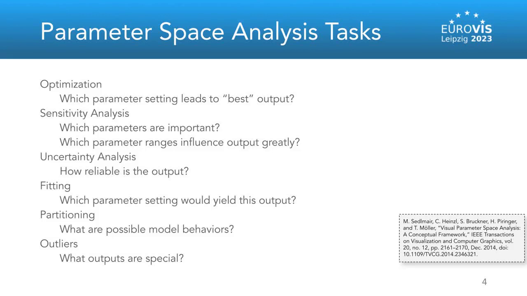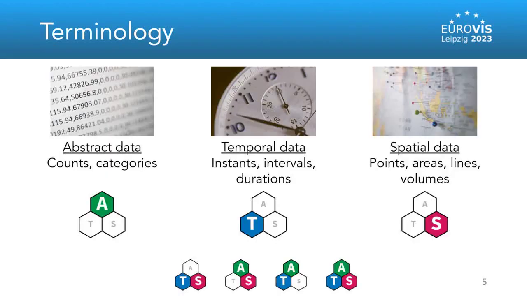Why do we care about parameters? Silvia et al. suggested 6 parameter space analysis tasks. For instance, we might want to identify the parameter settings of a best output, or whether some parameters are even relevant.